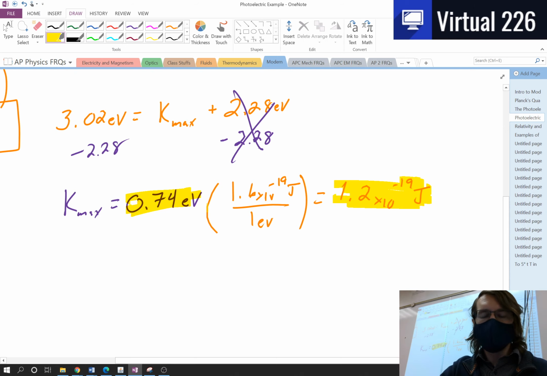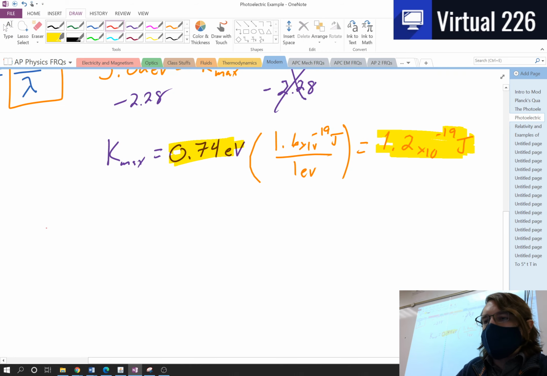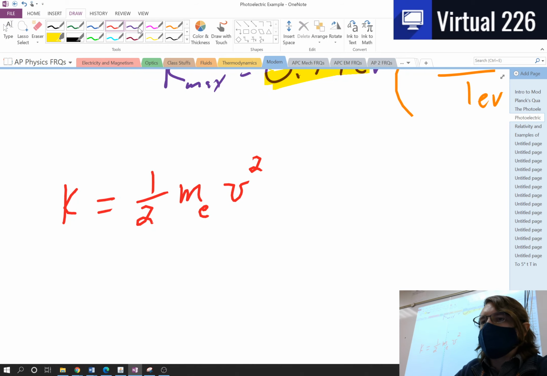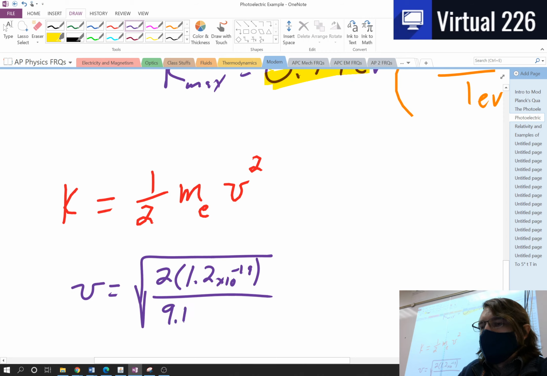At this point, if we wanted to find that velocity, we know how to do that with the kinetic energy. Kinetic energy is equal to 1/2 multiplied by the mass of the electron multiplied by velocity squared. Solving for velocity, we find that the velocity is equal to the square root of 2 times the kinetic energy, 1.2 times 10 to the minus 19, divided by the mass of the electron, which is 9.11 times 10 to the negative 31st.